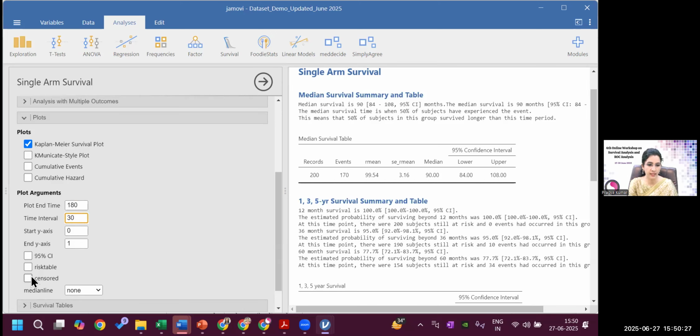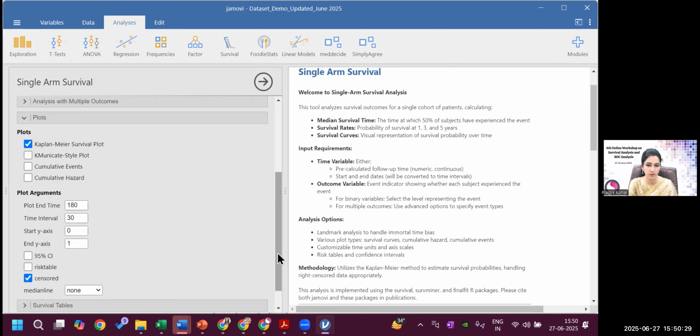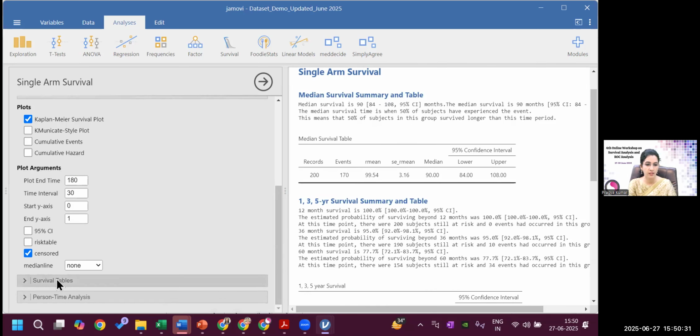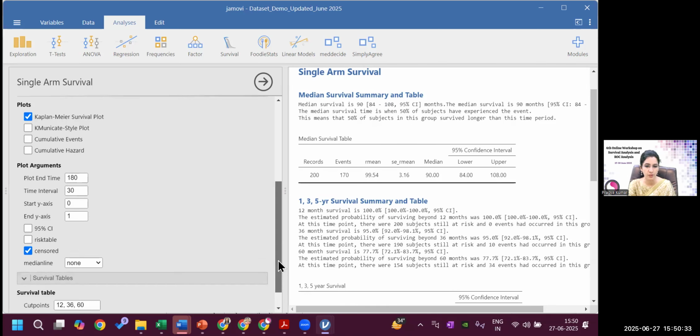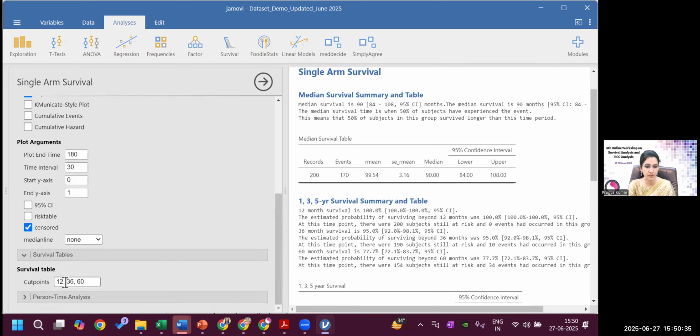And I want censored data also, and I want the survival table also. In the survival table, I will change this to 30 days, 60 days, 90 days. I am taking the 1 month interval. 120 days, 150 days, and 180 days.